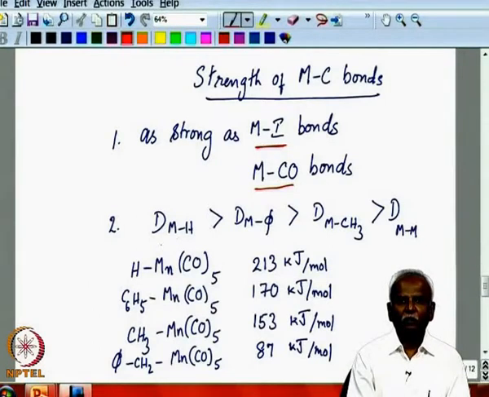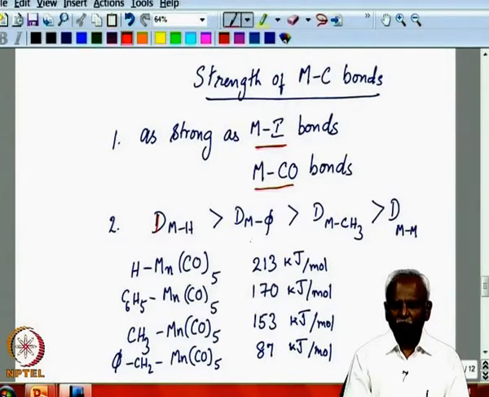and that is what I have pictured here. The metal hydride bond is much stronger than the metal phenyl bond. So, if an aryl group is attached to the metal, then that is more easily broken compared to the metal hydride, and that in turn is stronger than a metal methyl and a metal metal bond. So, this is the order in which you have bond strengths in a set of alkyl groups.